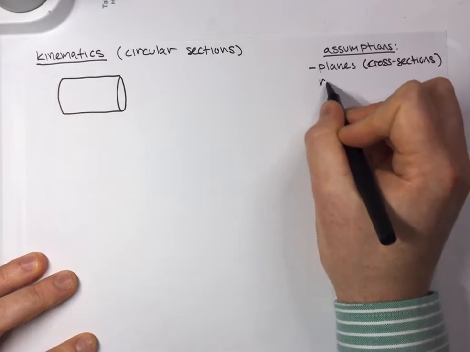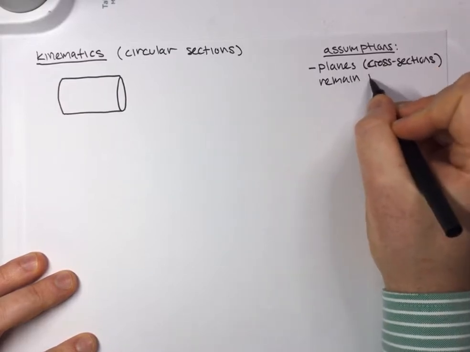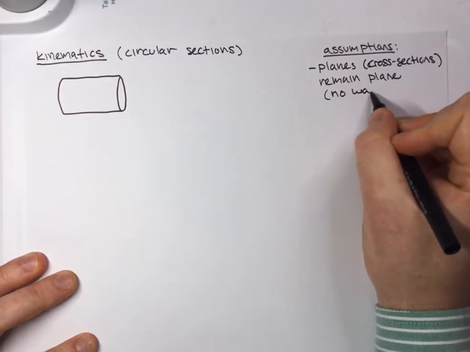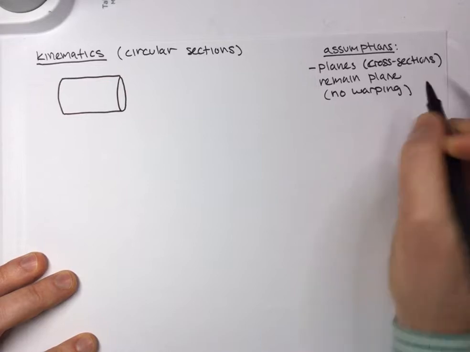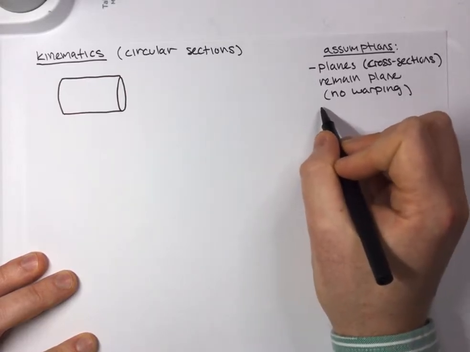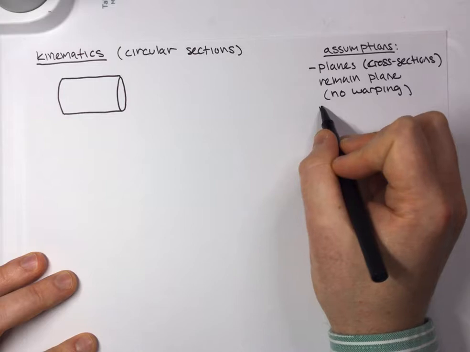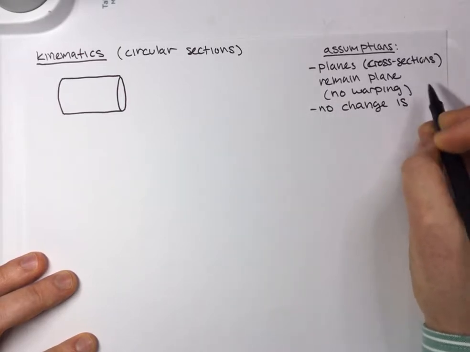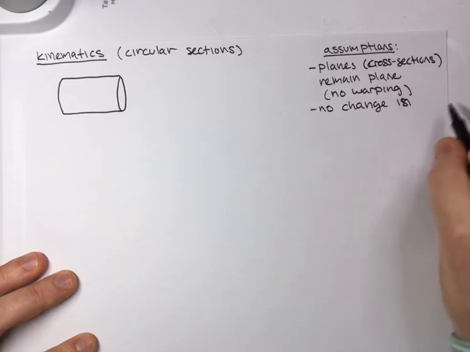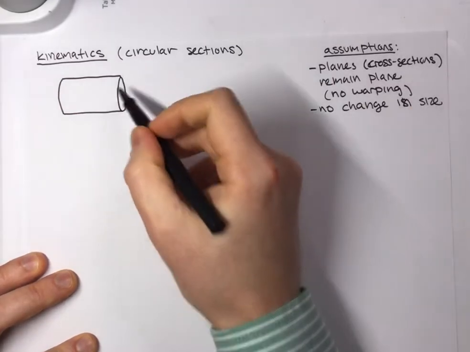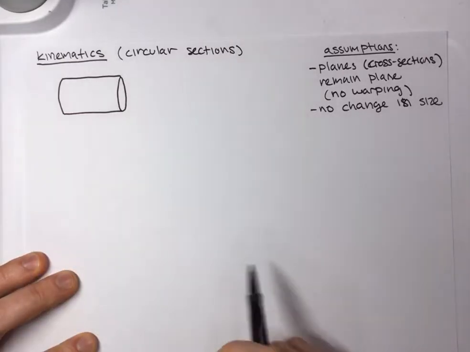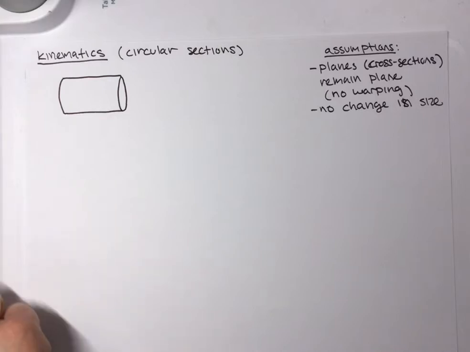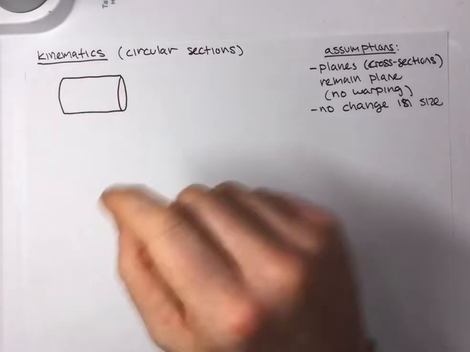So these planes remain plane. So we don't have any warping. The other thing that happens is we don't have any change, no change in size. So if our circle starts out at that size, it doesn't get smaller as we deform it in torsion. And again, those are pretty good assumptions for a circle.